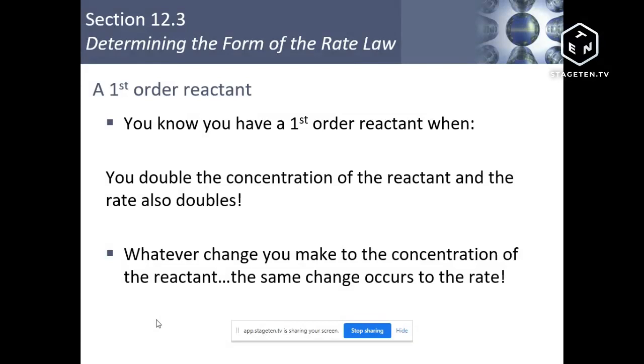Anyway, all right, so back to reactant orders. A first order reactant is a reactant where whatever change you make to the concentration, the same change happens to the rate. So how are you going to know? You can only determine if a reactant is first, second, or zero ordered experimentally. So you do a trial. You say, I'm going to mix A and B at these concentrations and measure the rate of the reaction. Then the next trial, I'm going to keep B the same, but I'm going to double A and measure the rate. Well, if the rate also doubled, then you know A is first order.